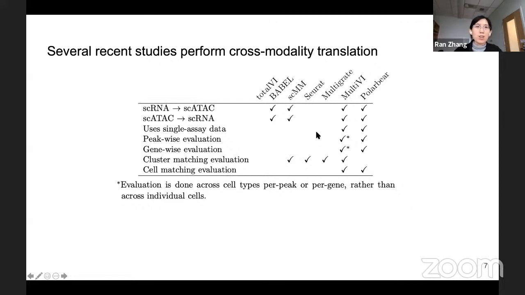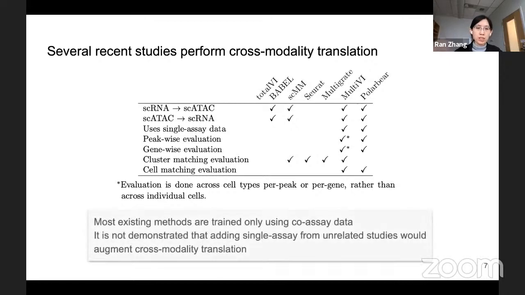That said, we are not the only ones working in this field. So here is a brief summary of the current methods that we are aware of that perform cross-modality translation. However, most of these existing methods are trained only using the co-assay data. We do notice that the MultiVI paper, which was released on bioRxiv recently, does allow single assay data as input. But it is not demonstrated whether adding single assay data from unrelated studies would augment cross-modality translation.